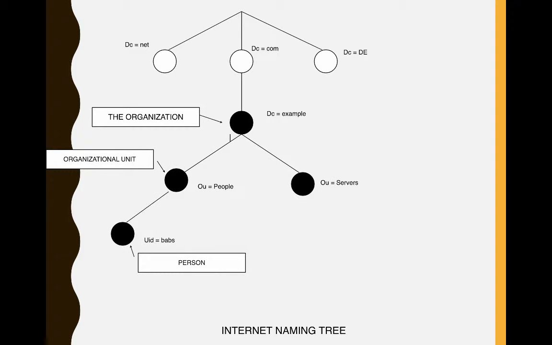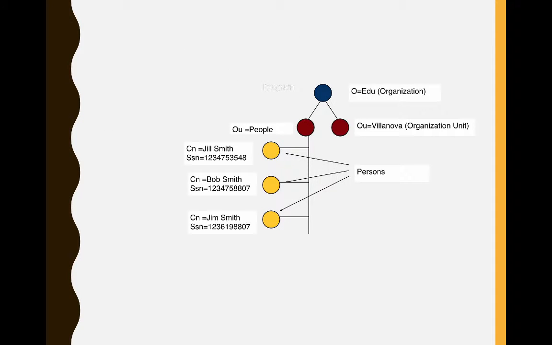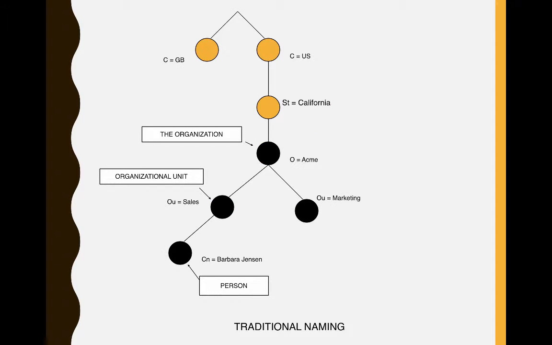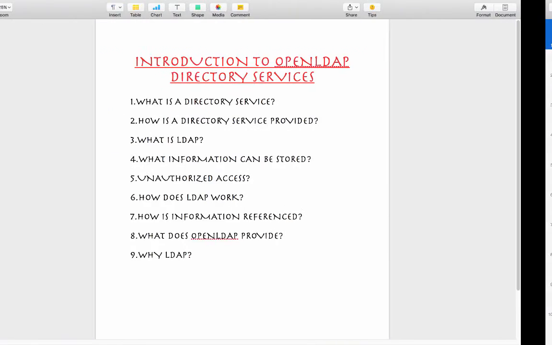Another example could be this one, where you have your internet naming tree, where various websites could fall under categories like .net or .com or .de, and within the .com category you have organization, and within organization you have people and servers and things like that. So this is another tree, and you have another example of tree here. So that's how it goes. I hope you understood what the directory structures mean.